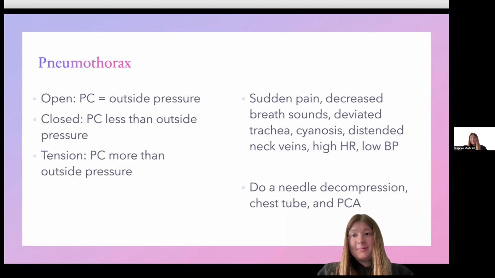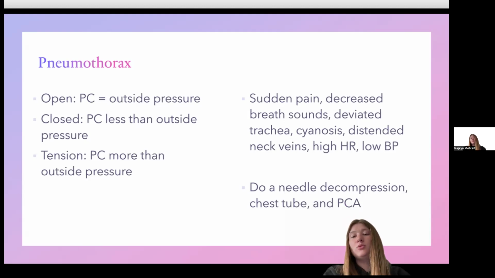You have three different types of pneumothoraxes. So first we have an open pneumothorax, and that is when the pressure inside the pleural cavity is equal to the pressure outside. In a closed pneumothorax, the pleural cavity pressure is less than outside pressure. And then in a tension pneumothorax, the pleural cavity is going to have more pressure than the outside.